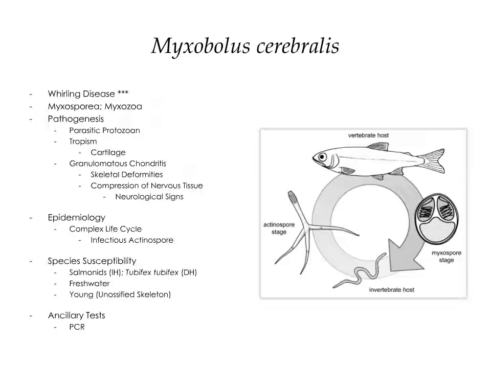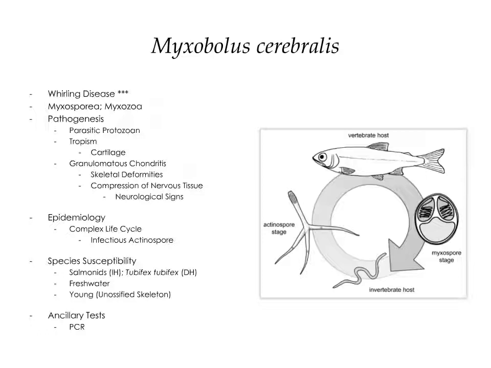Infection is associated with granulomatous chondritis, which can result in skeletal deformities that cause compression of the nervous tissue. This is often associated with neurological disease. In regards to epidemiology, the parasite has a complex life cycle involving multiple host species. The ichthyospore is the infectious stage for fish. Whirling disease is a disease of freshwater salmonids, which serve as the intermediate host.